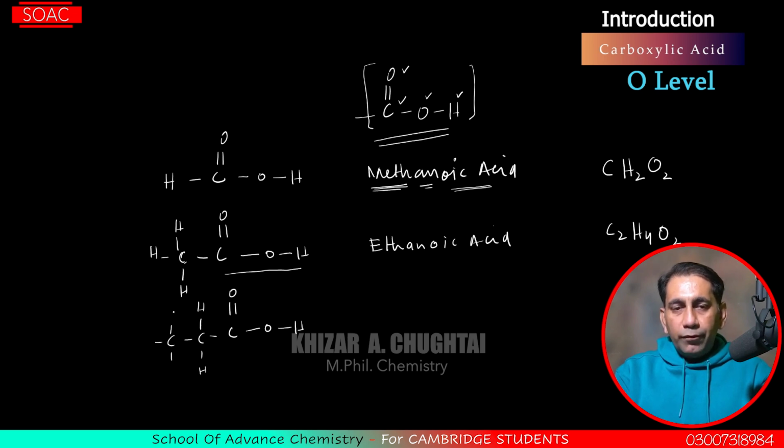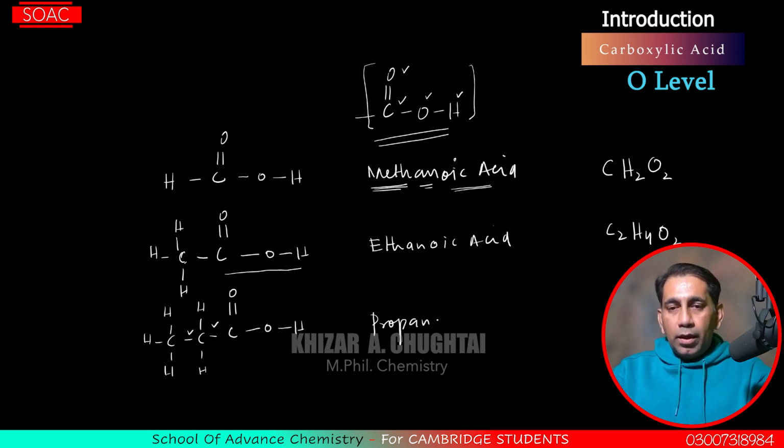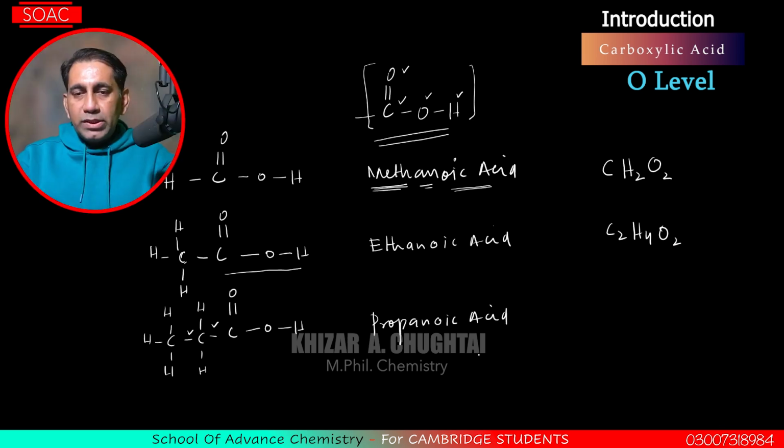If a carboxylic acid has 3 carbon atoms, the next member of this homologous series, this is its structural formula. Its name will start from prop. Prop means 3 carbons. All carbons are single bonded, so I'm going to write ane without the e. Now I add oic acid for the carboxylic acid. So its name is propanoic acid, and its formula is C3H6O2.